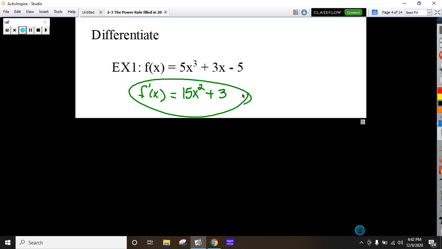Could you put plus 0 next to the 3? Sure. Do we usually? No, so just leave it off. So usually, if you have a number in your original equation, your derivative should be one less term.